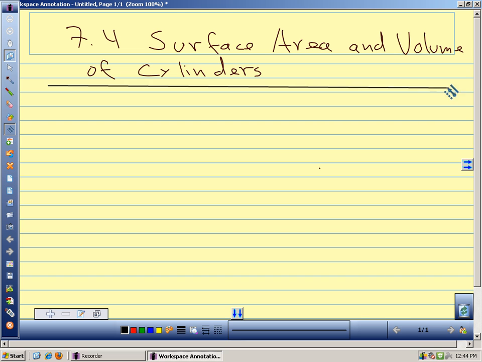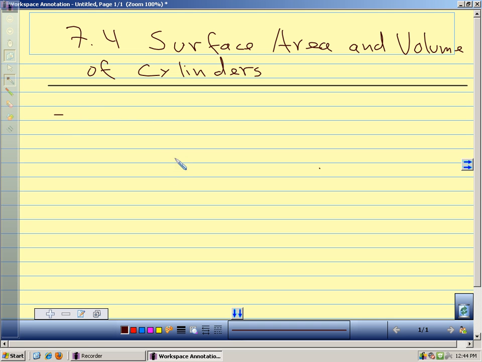So we need to start off by talking about what makes a shape a cylinder. So what do we think? What do we think is going to be important about cylinders? So the base, and how many bases does it have? Two bases, and they're circular. A couple of other things that are important.